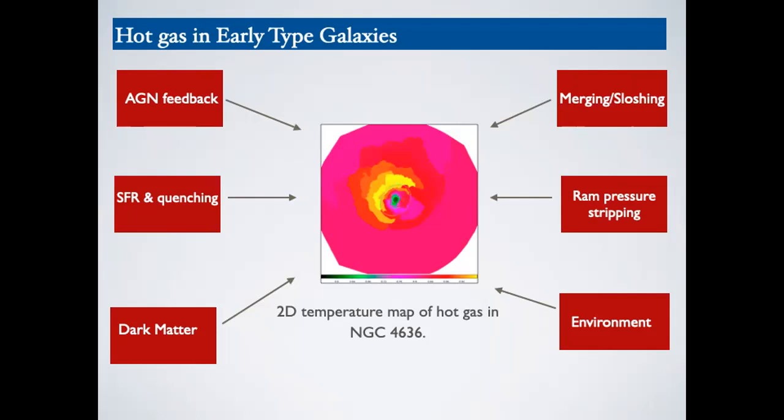But then it also has information about ram pressure stripping. Like if this galaxy is moving through a dense intracluster medium, or it is interacting with another nearby galaxy, you will see the effects of ram pressure stripping or tidal tails.